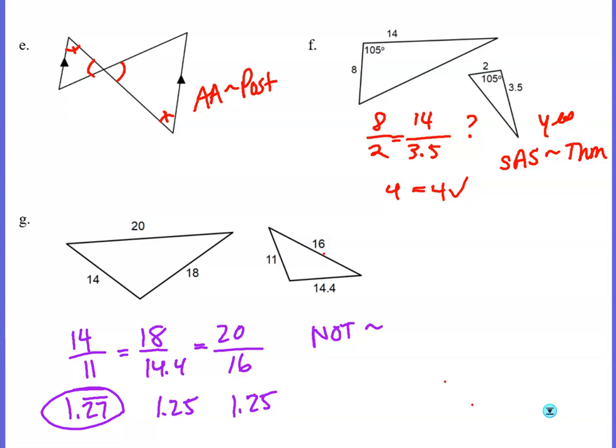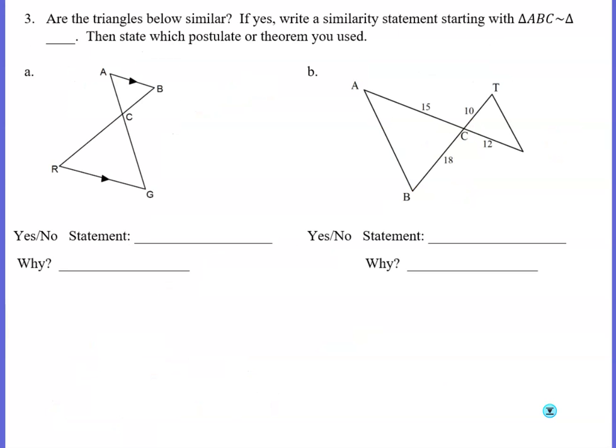Okay. So then I kicked it up a level, because on the next slide, in the next question, I asked you not only are they similar, and if so, tell me which postulate or theorem, but I want you to write the statement starting with triangle ABC is similar to blank. So you actually have to write the statement as well if you think they're similar. So let's see. A lot of these might be similar to ones you're seeing, no pun intended, from question number 2, but now we just have to name the actual similar triangles.